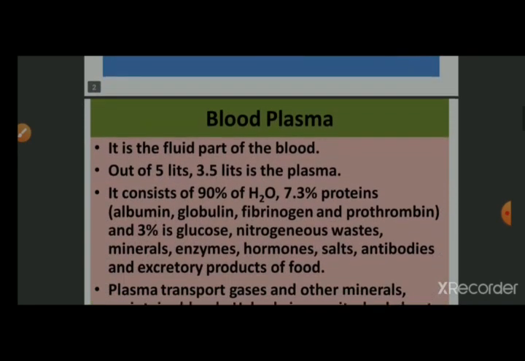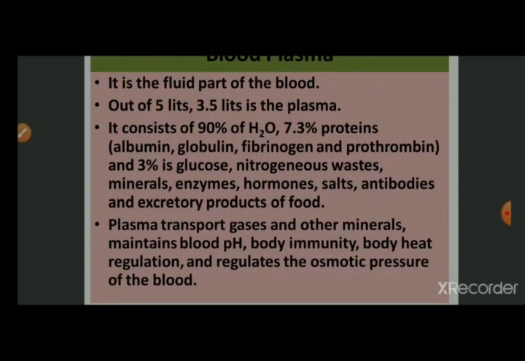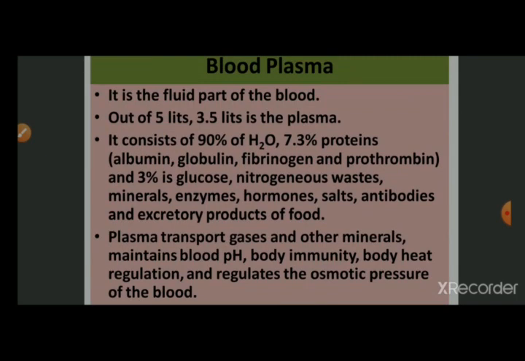Let us see blood plasma. It is a fluid part. Out of 5 liters of blood, 3.5 liters is plasma, which consists of 90% water and 7.3% proteins. Now this is an important question: name the proteins present in the blood. Then you can go for albumin and globulin proteins, which provide immunity and help in the defense mechanism. Fibrinogen and prothrombin are the blood coagulating or blood clotting proteins. 3% is glucose, nitrogenous waste, minerals, enzymes, hormones, salts, antibodies and excretory products of the food.